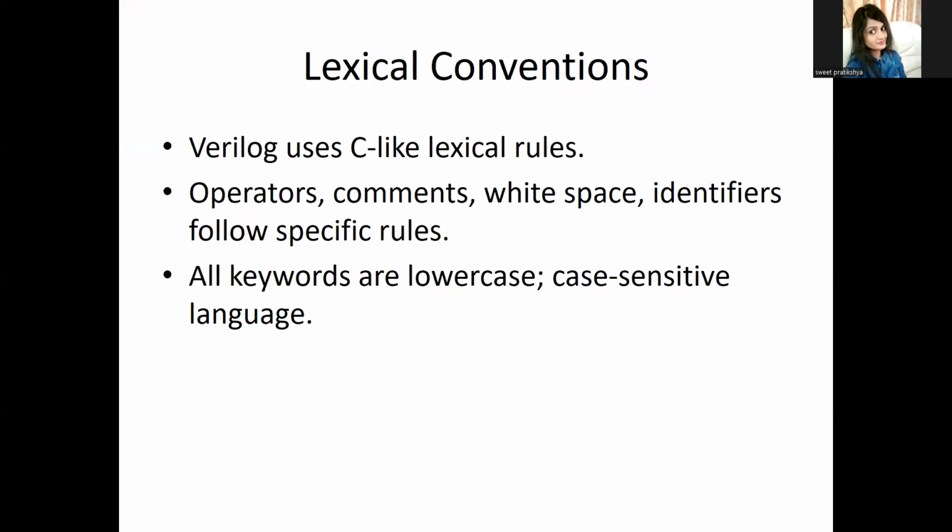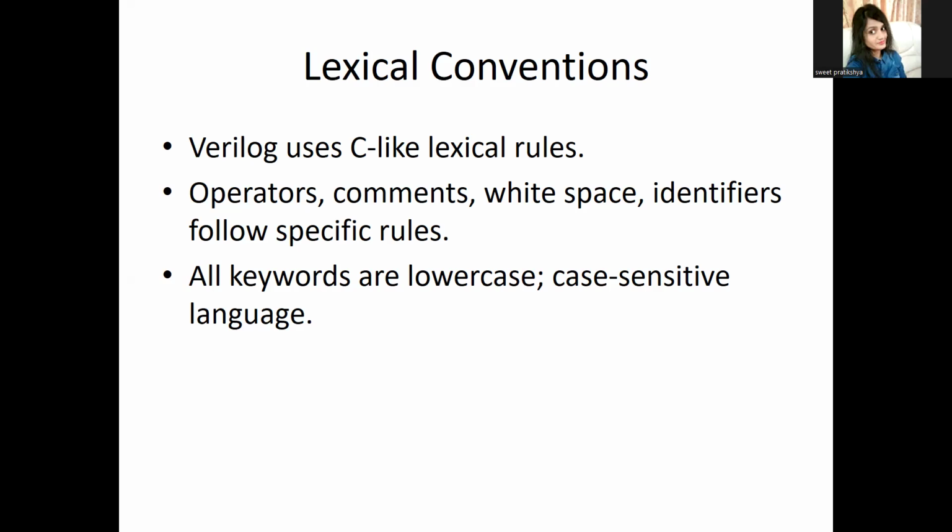So before writing Verilog code, we need to learn about some basic concepts related to Verilog HDL. These are the lexical conventions. They are similar to the C programming structure. Just as we write in C programming, Verilog also uses C-like lexical rules. Verilog syntax is inspired by the C programming language, so it is more familiar for software engineers transitioning into hardware design.